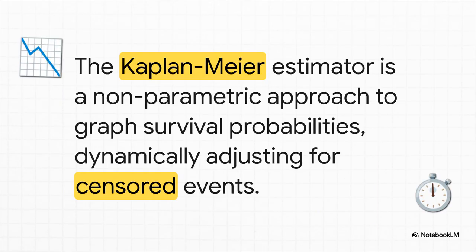To solve this exact puzzle, researchers use the Kaplan-Meier estimator. It's this incredibly elegant, non-parametric approach that calculates and visually graphs the probability of a patient surviving past a certain time. The true genius of Kaplan-Meier is that it dynamically adjusts those survival probabilities on the fly as those right-censored events occur. This ensures that the patients who are lost to follow-up don't just artificially skew the entire dataset.